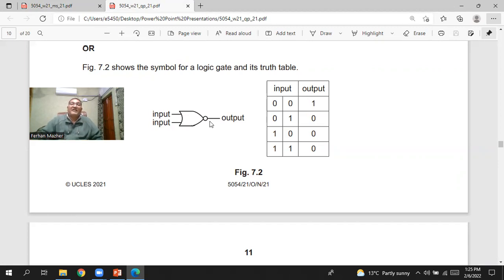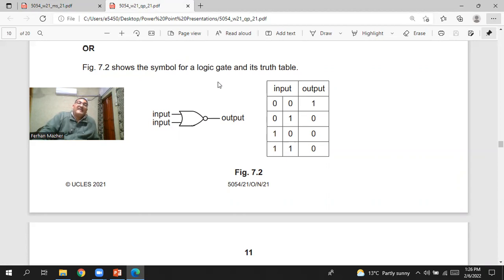So try to understand: you add the inputs, whatever the answer comes, then you invert it. For example, if you have 0 0, the answer will be 0, and when you invert it, it will become 1. If the inputs are 0 and 1, you add them, you get 1, and when you invert it, you get 0. If the inputs are 1 and 0, the OR gate will add them, 1 plus 0 will be 1, but the NOT gate will invert this, so the answer will be 0. For 1 and 1, the OR gate will add them, the answer will be 1, but the NOT gate will invert it and the answer will be 0. So this is how the truth table is made.